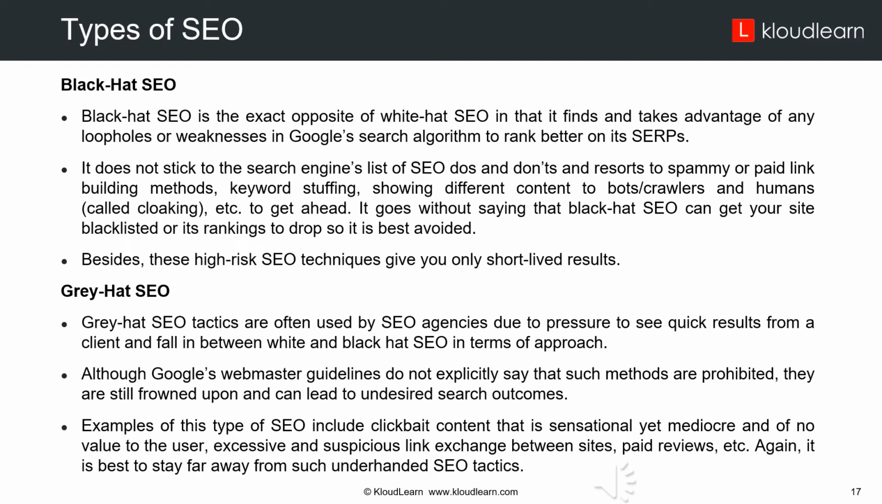Grey hat SEO. Grey hat SEO tactics are often used by SEO agencies due to pressure to see quick results from a client and fall in between white and black hat SEO in terms of approach. Although Google Webmaster Guidelines do not explicitly say that such methods are prohibited, they are still frowned upon and can lead to undesired search outcomes. Examples of this type of SEO include clickbait content that is sensational yet mediocre and of no value to the user, excessive and suspicious link exchange between sites, paid reviews, etc. Again, it is best to stay away from such underhanded SEO tactics.